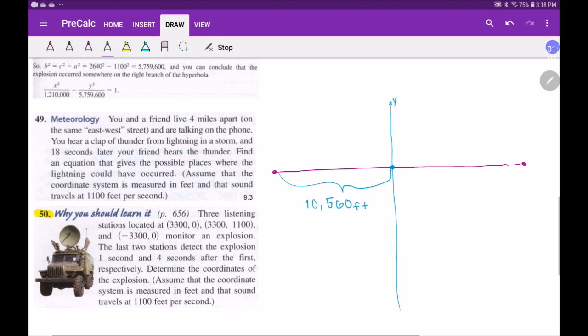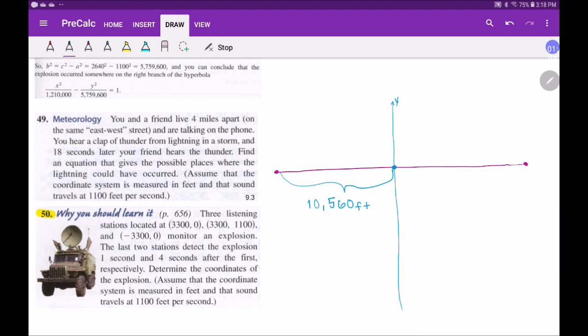And then there's this noise that goes off while we're on the phone talking to each other, tied to our landlines, because we're not moving. We're not on cell phones or anything, unless we're just sitting down. And I have 1,100 feet per second.